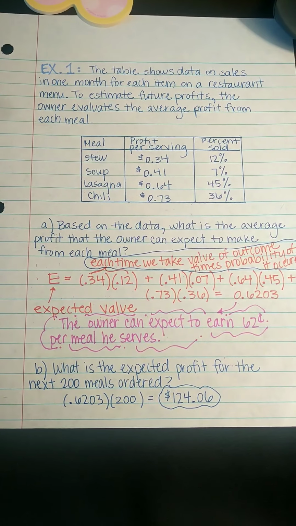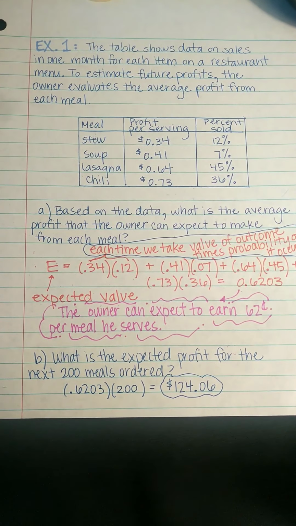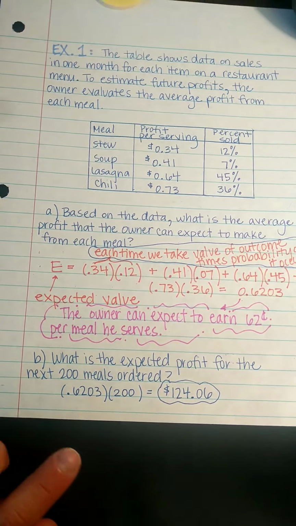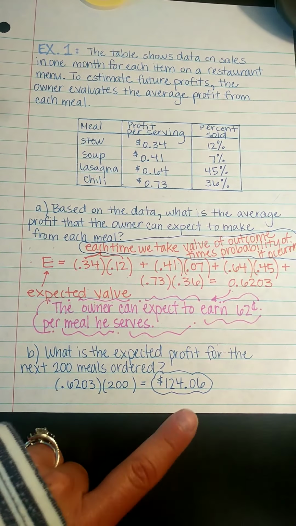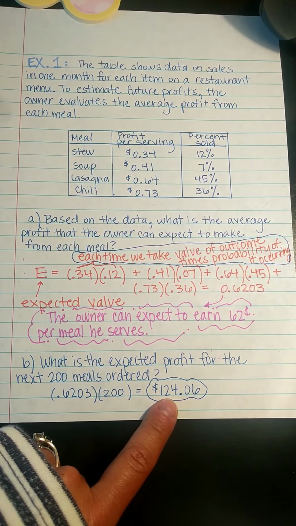Kind of interesting, right? So then if he wanted to know the expected profit for the next 200 meals ordered, we could just take that 62 cents, that 0.6203, times the 200 meals, and I would find out he'd make $124.06.